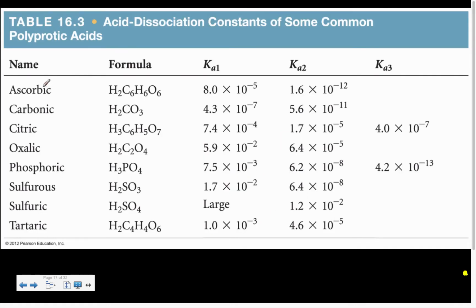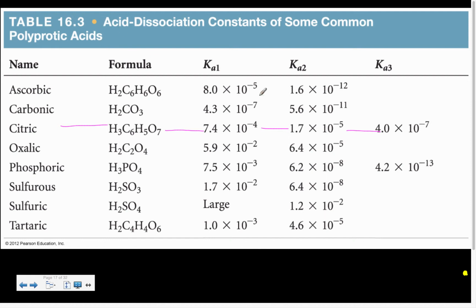Now, if we take a look at their relative Ka values, so citric acid, we see that as with all of these, the successive Kas increase. Because at that point we're trying to remove a proton from a negatively charged species, which is a harder thing to do in terms of energetics.